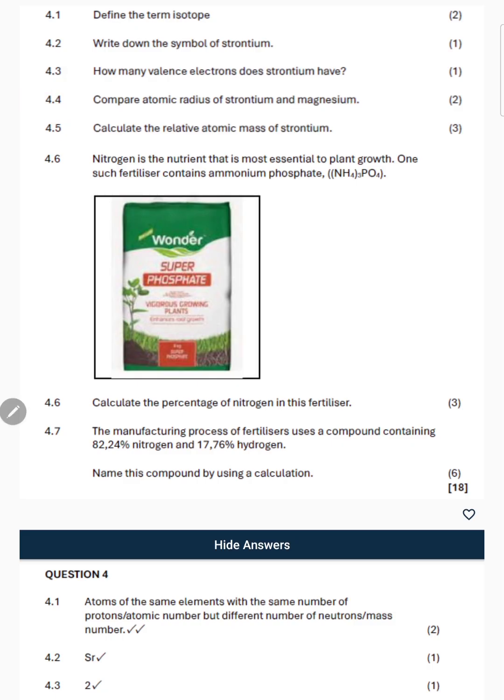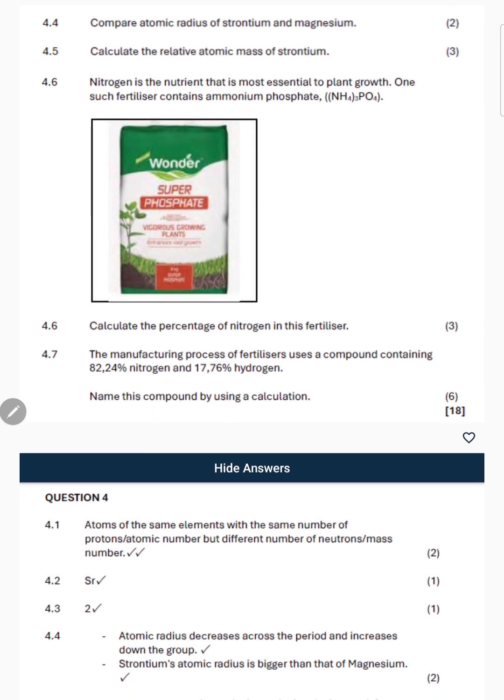According to this, atomic radius decreases across the period and increases down the group. So the strontium atomic radius is bigger than that of magnesium. Be careful with that question.